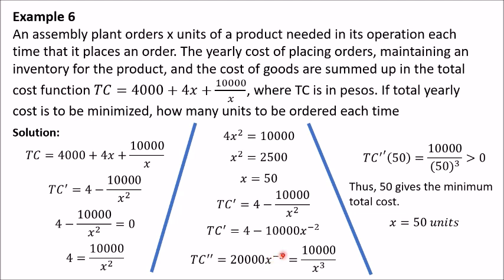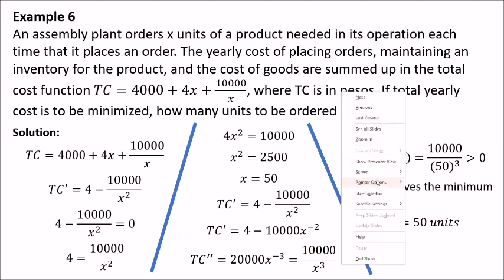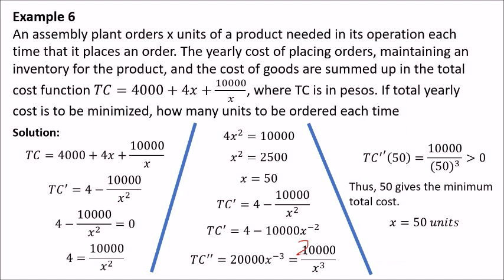X to the negative 3, kasi negative 1 here minus 1. Negative 2, I mean, minus 1 is negative 3. And finally, ibalik ulit natin to sa denominator para mag-positive yung exponent. So, this will become 10,000 or, sorry class, mali ito. This is 20,000 over x cubed. So, we have to correct this. This must be 20,000 over x squared.